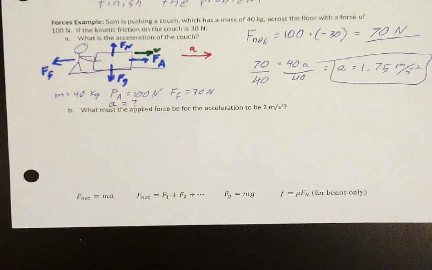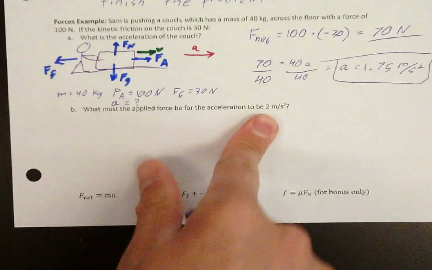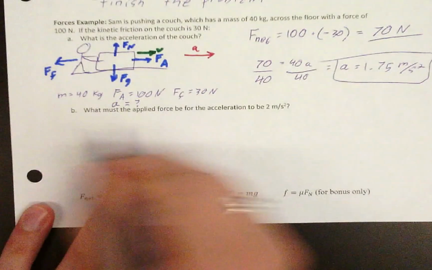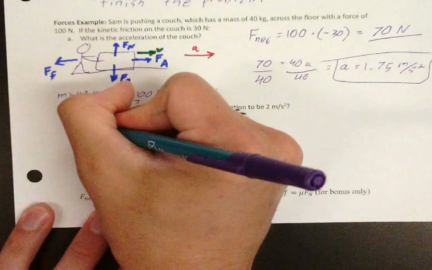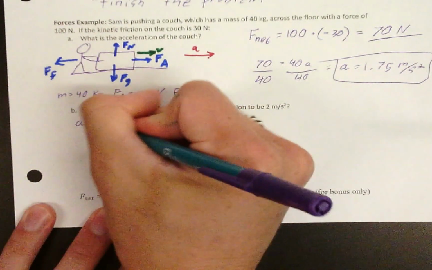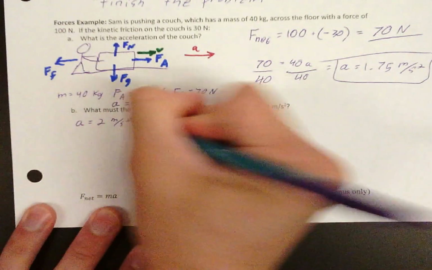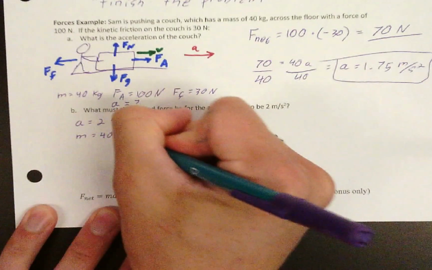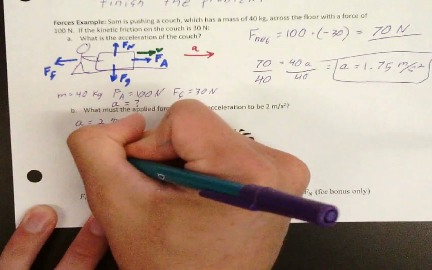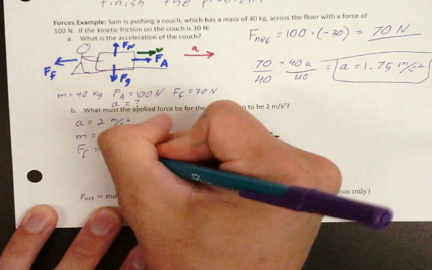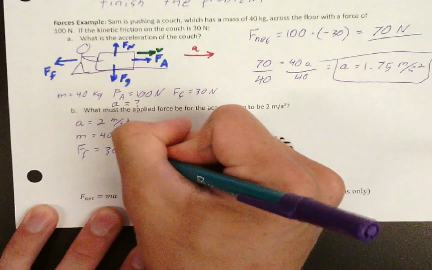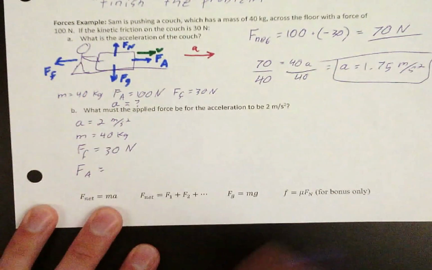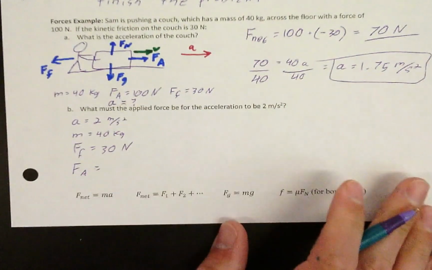The second type of problem you could say is given the acceleration, find the force. So I'm not going to redraw the picture. It's the same problem. But I am going to write down what A is now. The mass is still 40. The friction force is still 30 in the opposite direction. However, I don't know what the applied force is anymore. It says find what the new applied force would need to be.